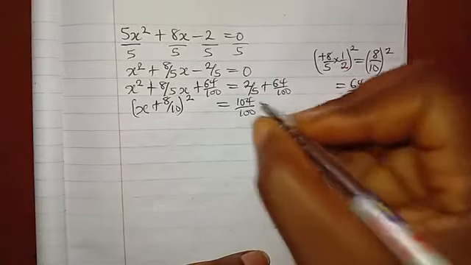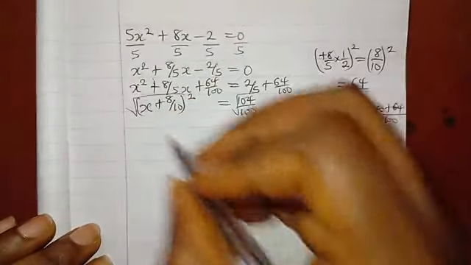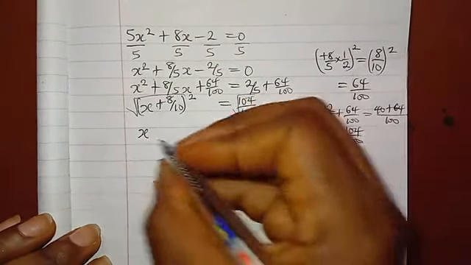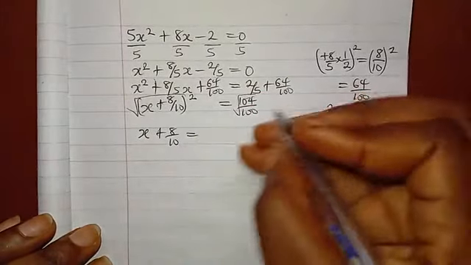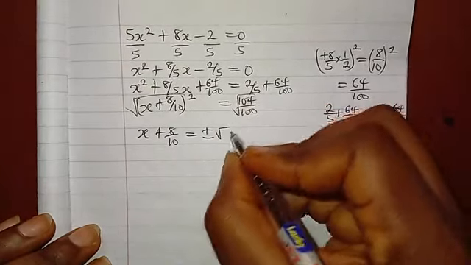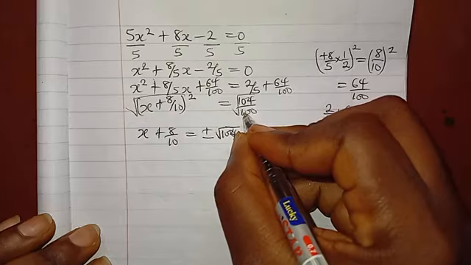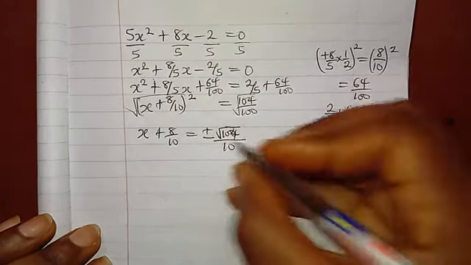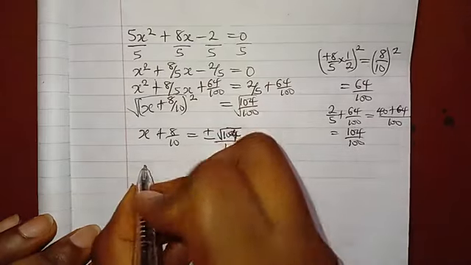104 over 100. Now we are going to get the square root of both sides. When we get the square root of both sides, we are going to have x plus 8 over 10 is equal to plus or minus the square root of 104. We can't get it out of this square root, so it still remains 104. But 100, we can get it out of this square root. The root of 100 is 10. So we have this. Now, let's isolate x.